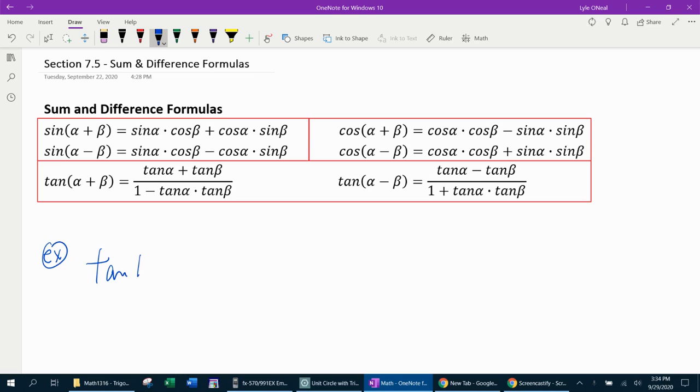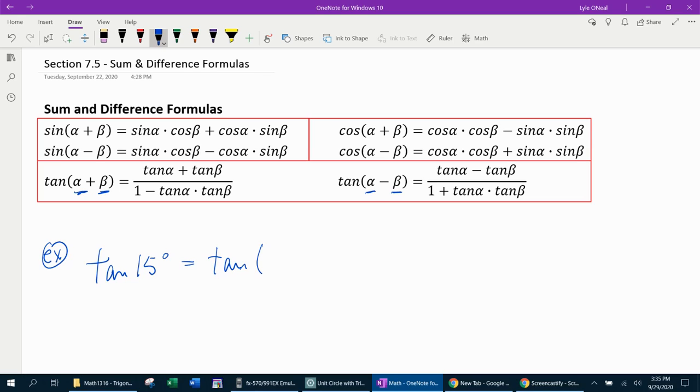says tangent of 15 degrees. They want us to find the exact value, okay? So the first step is to notice that we are going to be using one of the two tangent formulas where alpha and beta would be two angles from the unit circle. So here the goal is to come up with two unit circle angles that either add to make 15 degrees or subtract to make 15 degrees.